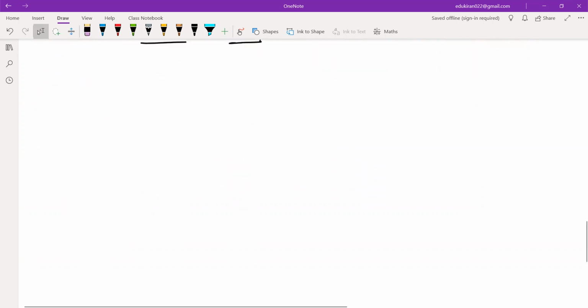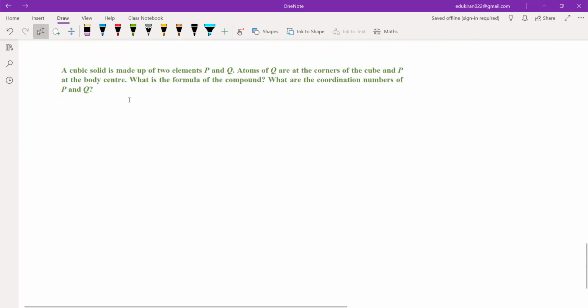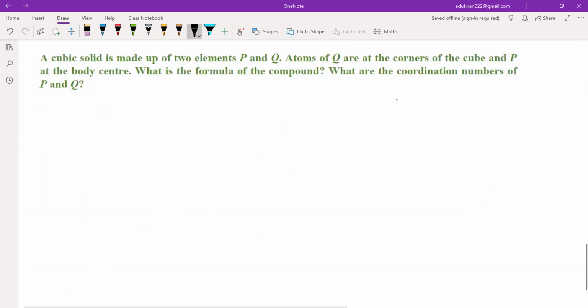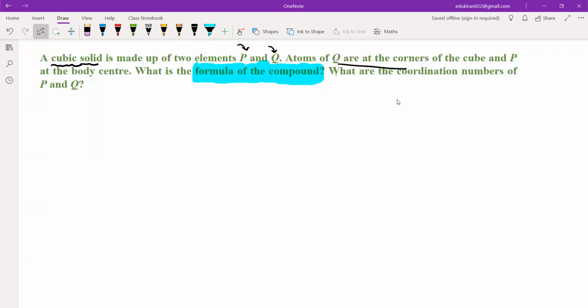Now let us move on to a bit more logical type of questions that you will see, the formula questions. You will be asked what is the formula of a compound. This will be a common theme in these type of questions. Here they have told you that it's a cubic solid. Cubic means it is simple cubic if they have not mentioned anything else. It is made up of P and Q, and they have said that atoms of Q are at the corners and P atoms are at the body center. What is the formula, and what is the coordination number of P and Q?